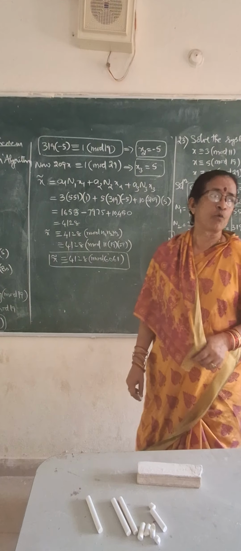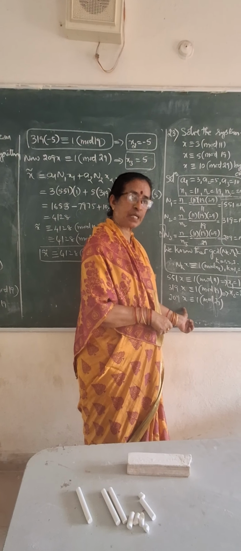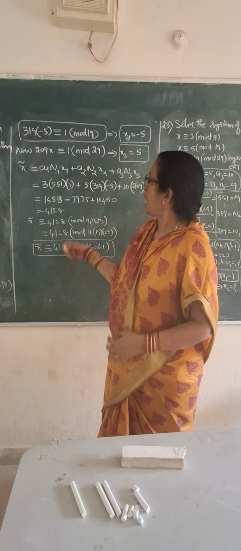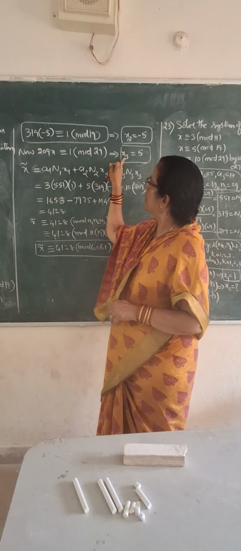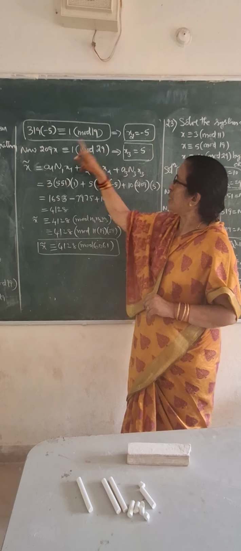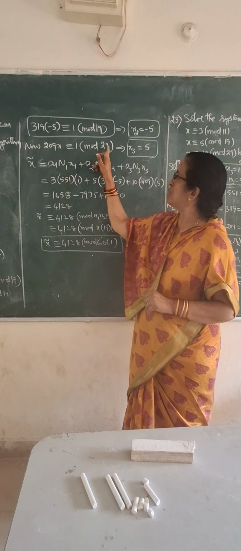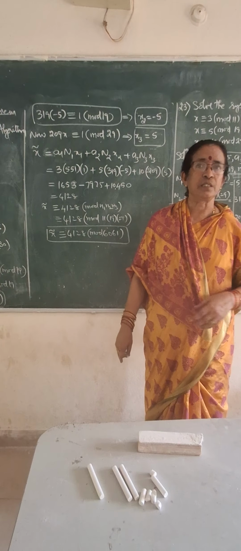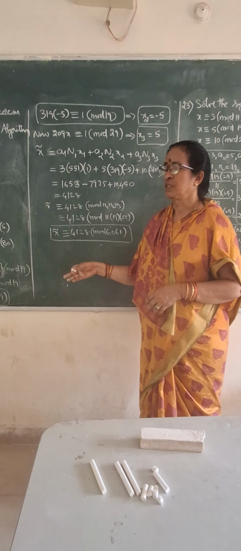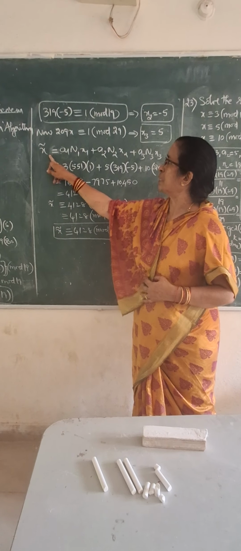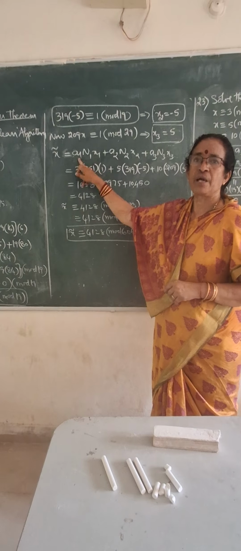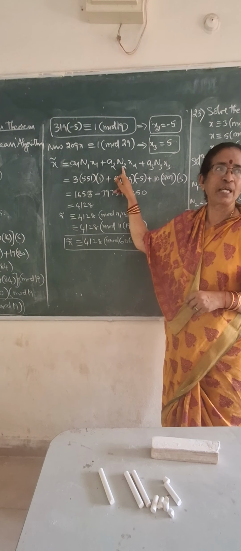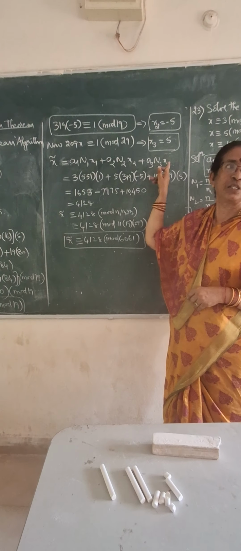Now we are going to solve the third congruence equation, that is 209x is congruent to 1 mod 29, and we can easily see that if you put x equal to 5, then 209 into 5 minus 1 is divisible by 29. So x3 becomes 5. So finally, the unique solution of the given system of congruences is given by x tilde equal to a1 into capital N1 into small x1 plus a2 into capital N2 into x2 plus a3 into capital N3 into x3.